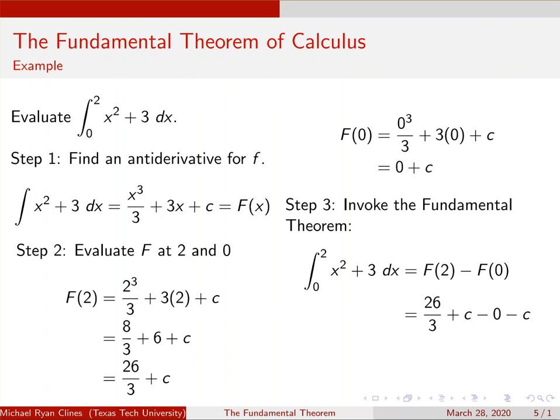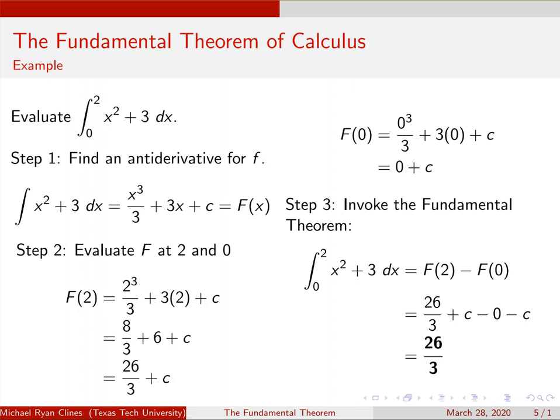Now this is why I'm saying that the c does not matter. We now have a plus c and a minus c. They're going to cancel each other out, and we get 26 thirds. So the integral from 0 to 2 of x squared plus 3 is equal to 26 thirds. This is the area under the curve of this function on this interval.